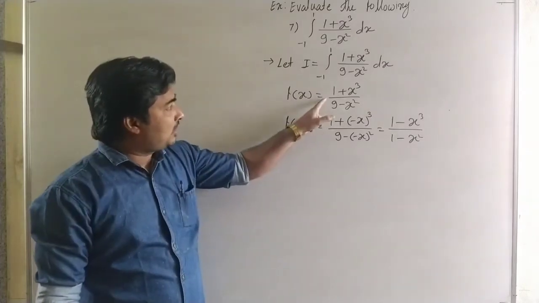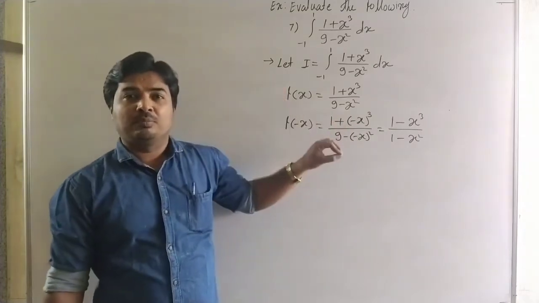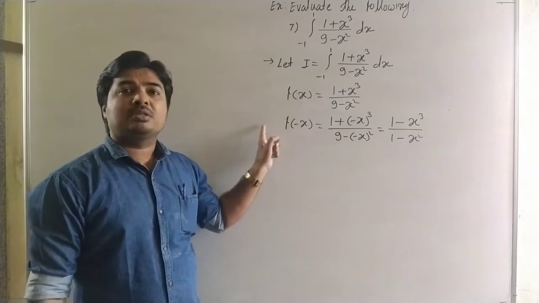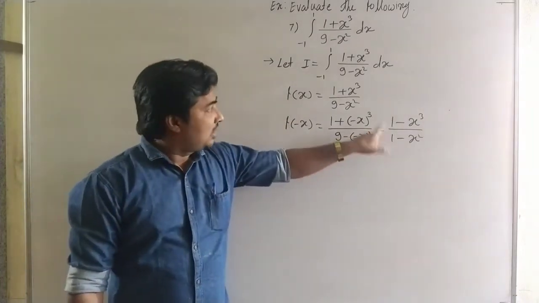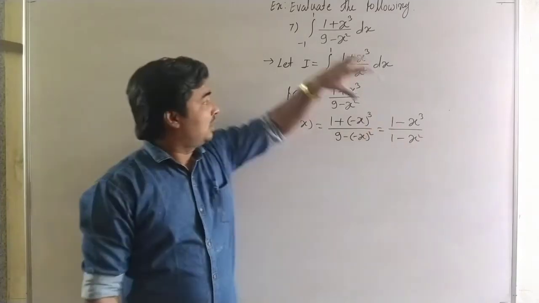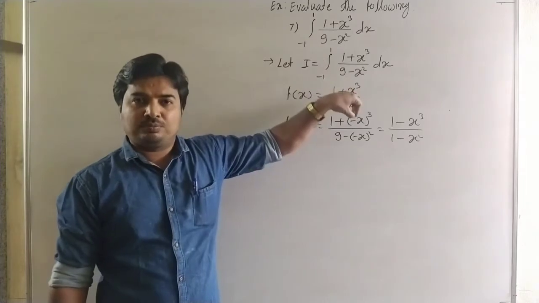But here f of x and f of minus x are not equal. That means this function is not even. But again, if f of x is equal to minus f of x, then it is odd. And here f of x is not equal to minus f of x. That means we cannot say this function is even or odd.